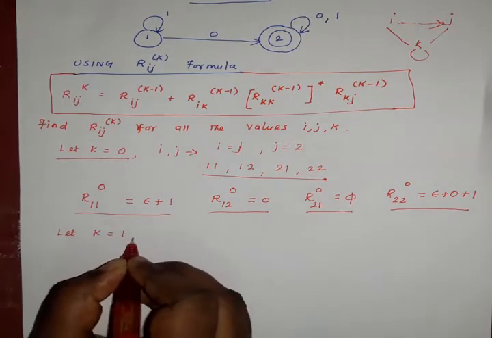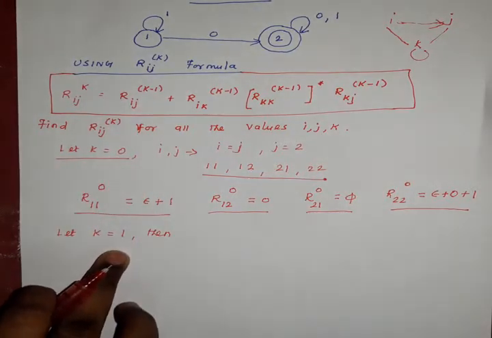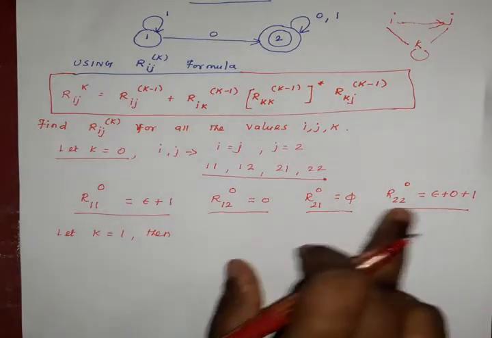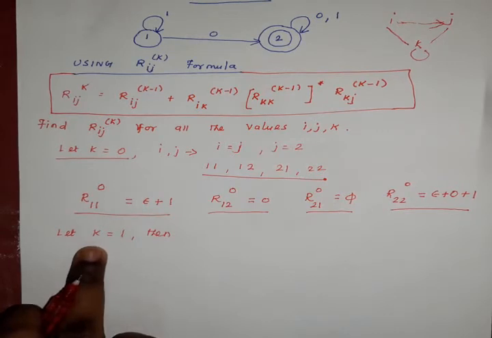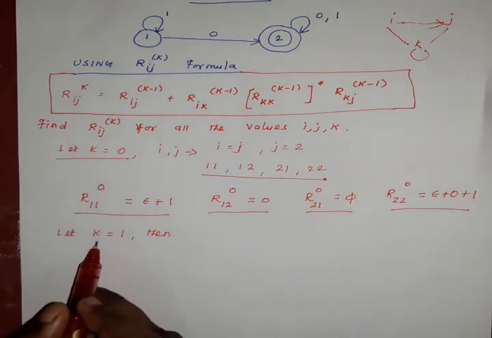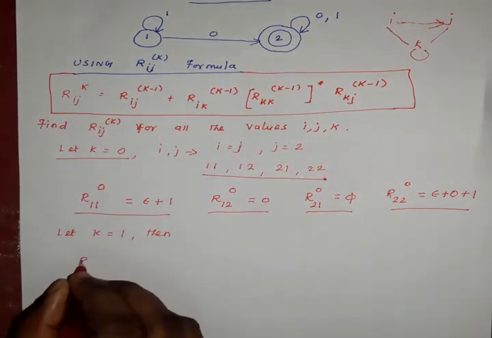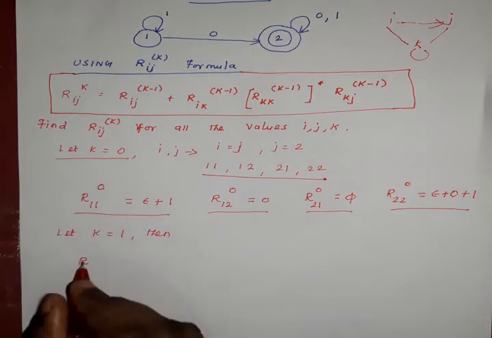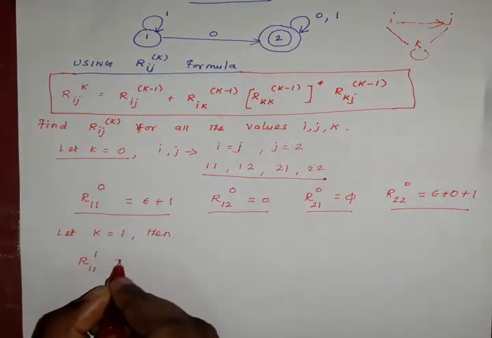We increase the k value by 1, 0 plus 1. So the k value is 1. So again we have to find all 4 regular expression values for the ij possible combinations with the value of k equal to 1. So we have to substitute this value into the given Rij k formula. So R, initially we are taking i value is 1, j value is 1. So R11, k value is 1, so power is 1.